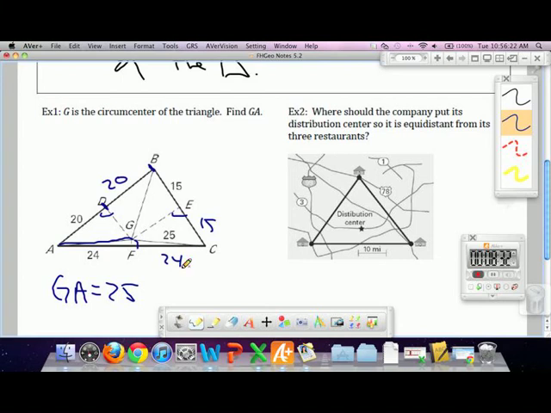Good. Okay. Well, the last example here is example 2. Where should this company put a distribution center? Now, I know that there's a star in the middle here, but what would be a better name for the place to put the distribution center so that you know it's equidistant from the 3 restaurants? These 3 guys are restaurants. Where would be the best place to put it? If it could find the circumcenter of this triangle, then it would be the same distance from all 3 restaurants. Would be ideal.